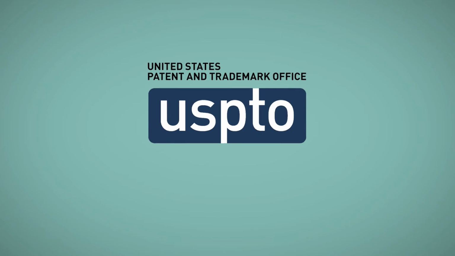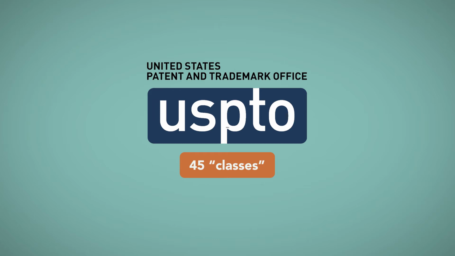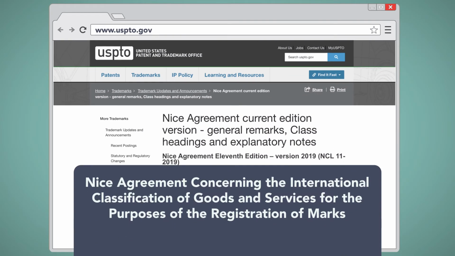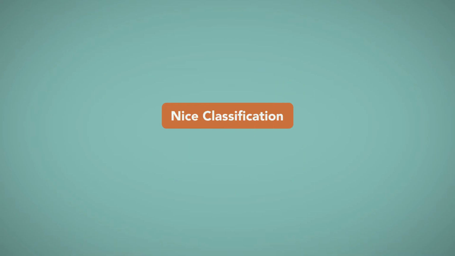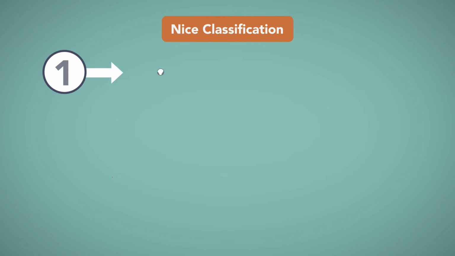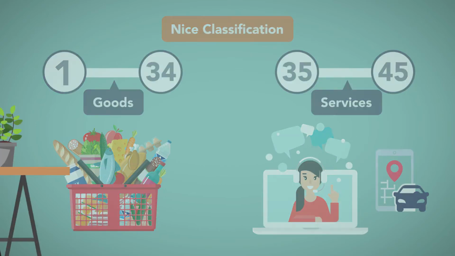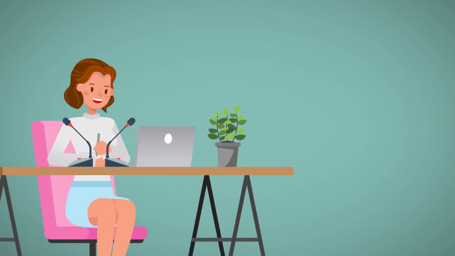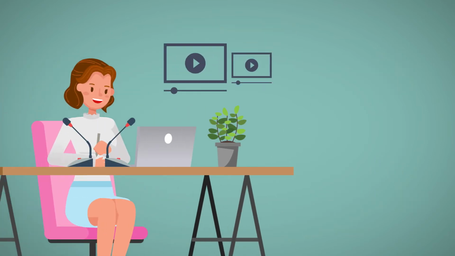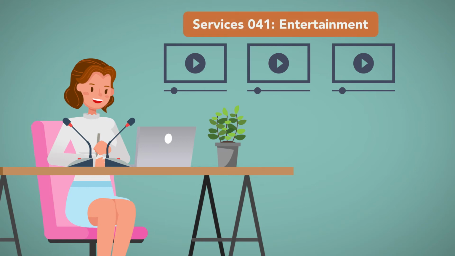The USPTO system divides the trademark system into 45 classes within the International Trademark Classification System, which stems from the U.S.'s participation in the Nice Agreement concerning the international classification of goods and services for the purposes of the registration of marks. The classification system is commonly referred to as Nice classification. Classes 1 through 34 are for goods, and classes 35 through 45 are for services. For example, a popular YouTube star may seek to register a digital video series name under one class of services that covers entertainment services.